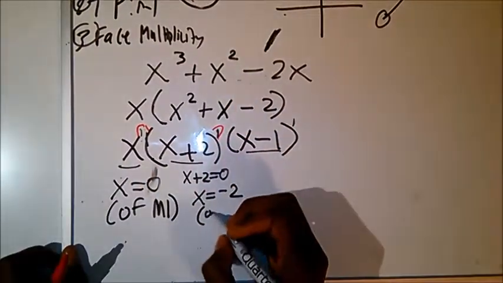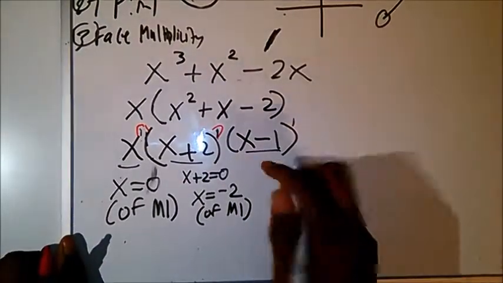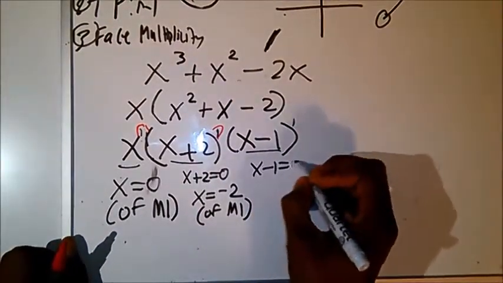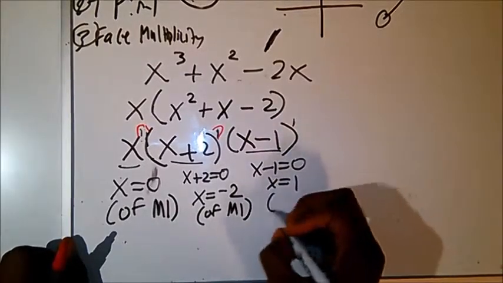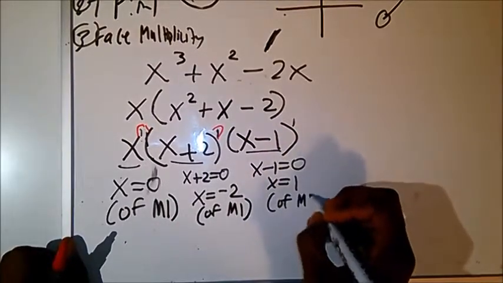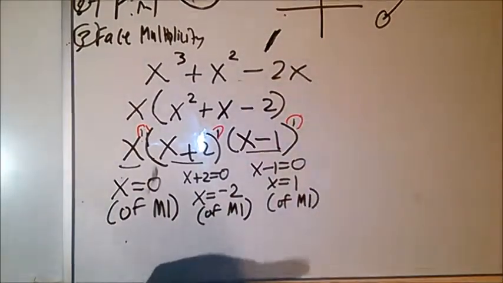1 of multiplicity 1. And take this one out. x minus 1 equals 0. Solve for x. x is equal to 1 of multiplicity 1. Okay, right? Of multiplicity 1.